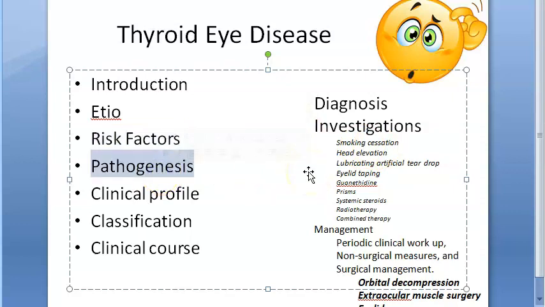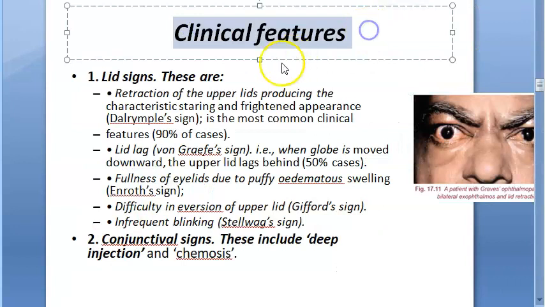Pathogenesis, mainly we saw the antibodies will first, it seems to be shared between the thyroid and the eye. First it will attack the fibroblasts, then it will attack the extraocular muscles. And now we'll move to clinical profile. Let us see what the clinical features are.